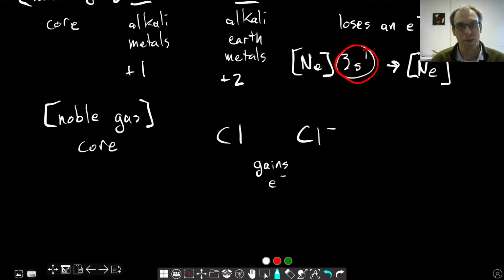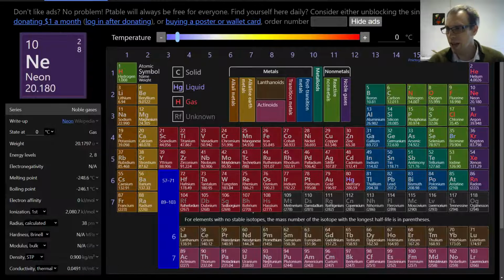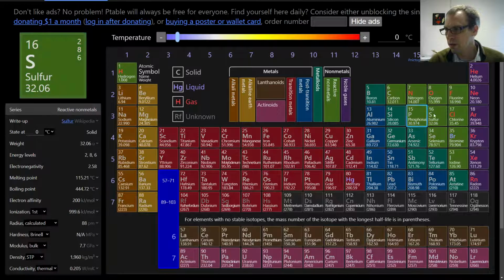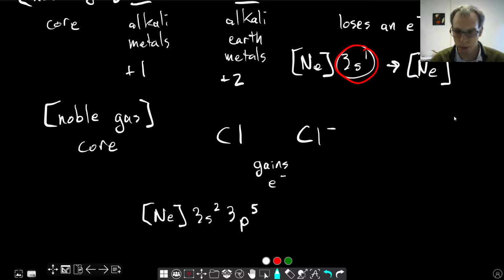Now let's think about it in terms of the electron configuration. So it has that same neon core that sodium did that we just talked about. And we'll have 2 electrons in 3s orbitals, and then we'll fill in the 3p orbitals. And chlorine had, if we come back here and count, 1, 2, 3, 4, 5 electrons that go into that 3p orbital.